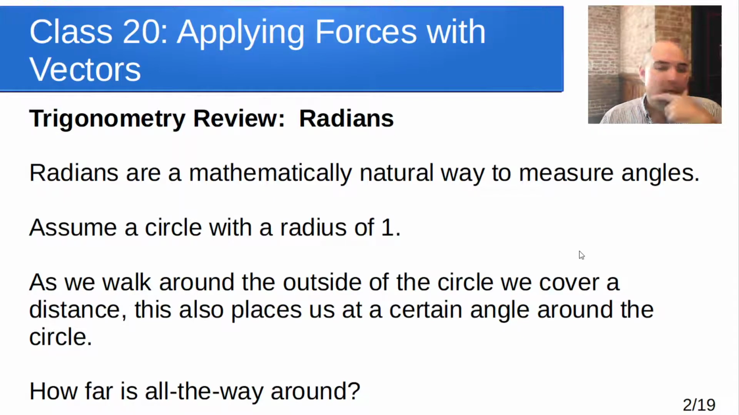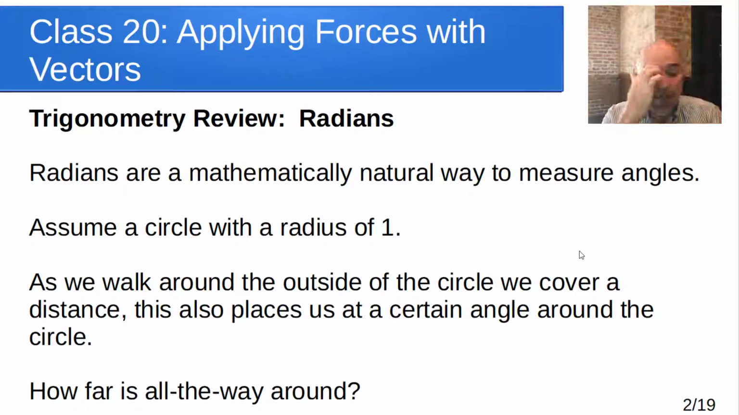Radians are a mathematically natural way to measure angles. We have a circle with a radius of 1. The idea is how far around we walked, and what angle does that put us at? If this is 0 over here, we start walking around. That'd be 90 degrees from where we started, so at 90 degrees, that would be pi over 2. As we keep walking around, we get to pi, then 3 pi over 2, and then 2 pi, which is the same as back to 0 again.